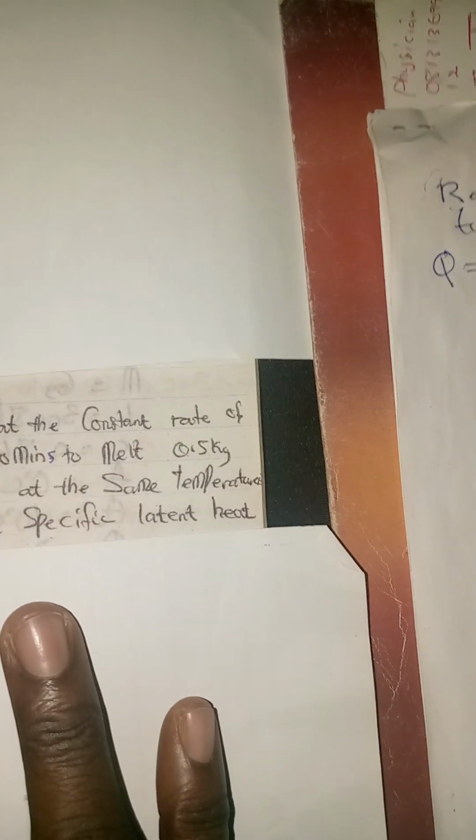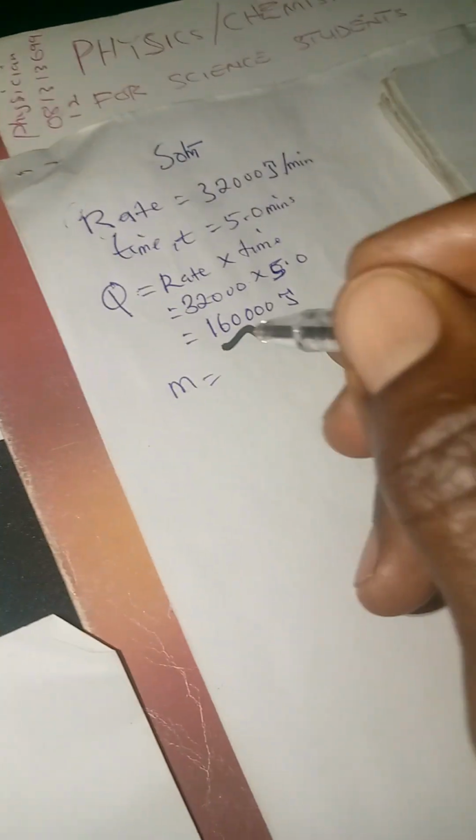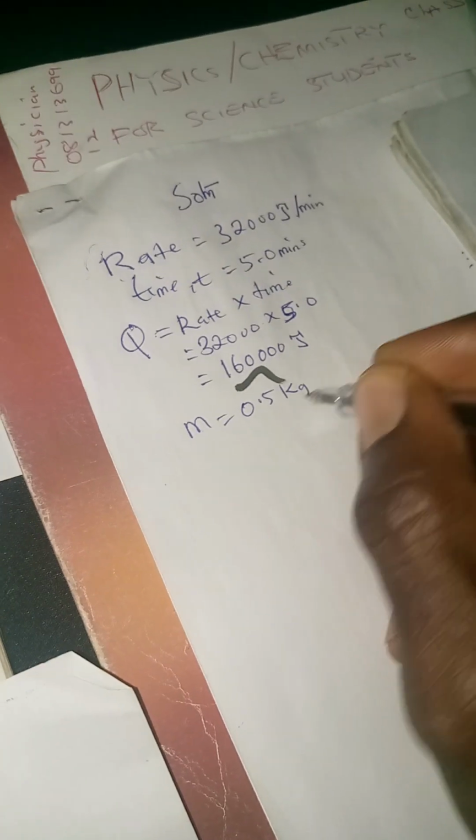This is not what you're asked to do. I'm just interpreting the question. So let's go on again to the question. To melt 0.5 kilogram. Kilogram is mass. So that is 0.5 kilogram.